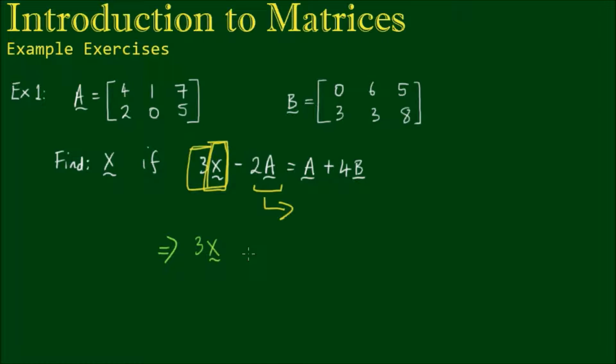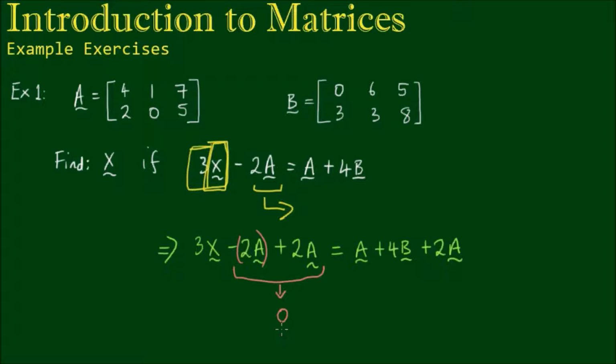So the 3X remains minus 2A, and let's add 2 times the matrix A to the left-hand side of the equation. And what I do to the left-hand side, I have to do to the right-hand side as well. So this means I have to add 2 times the matrix A to the right-hand side. Alright, so we have minus 2A plus 2A, and these would add to become the 0 matrix, because these are additive inverses.